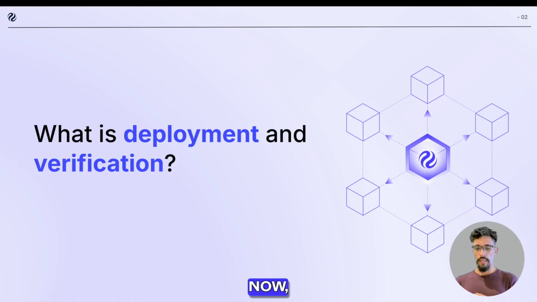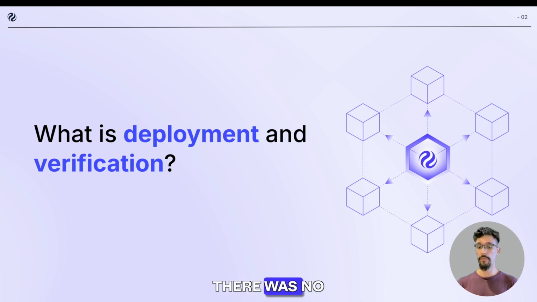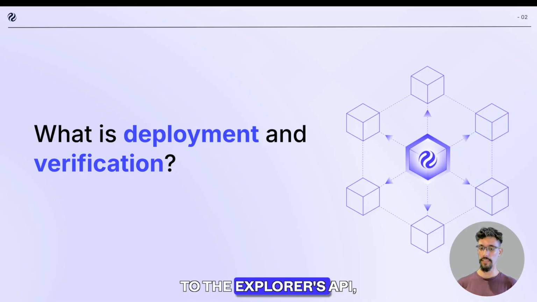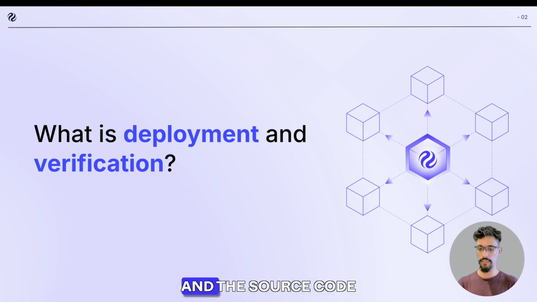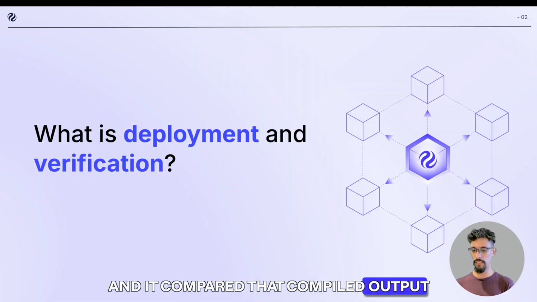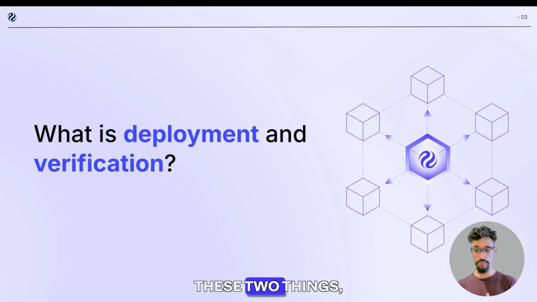right? Now, verification, on the other hand, is a completely off-chain action. There was no transaction that was sent to the blockchain itself. We simply talked to the Explorer's API and we said, here is the source code, here is the compiler settings, and the Explorer, the Block Explorer, independently ran the compiler using those settings and the source code on its own server, and then it got the compiled output from that. And it compared that compiled output to the one that we submitted, and said, okay, these two things, they're matching, right? They are the same.